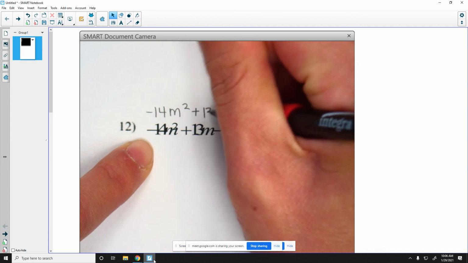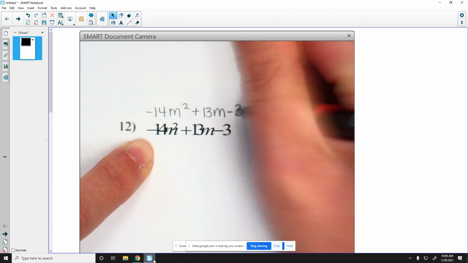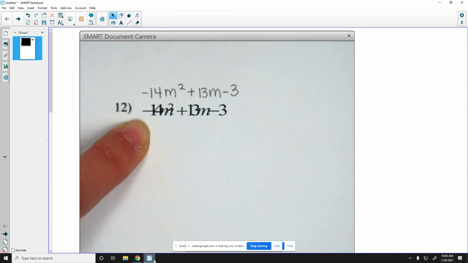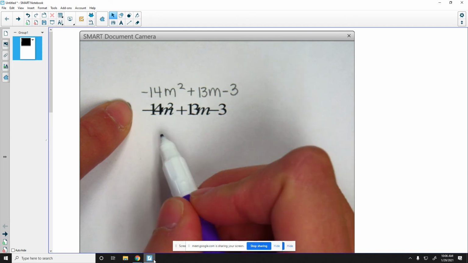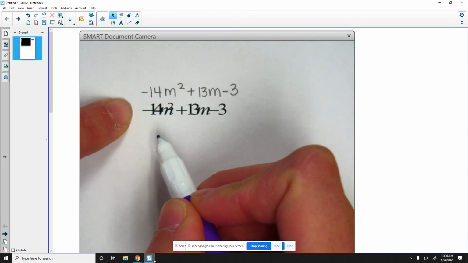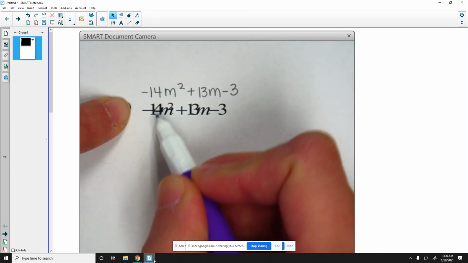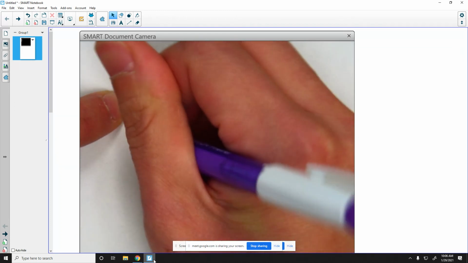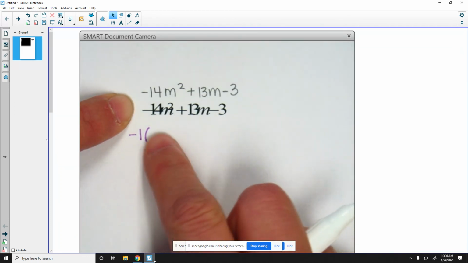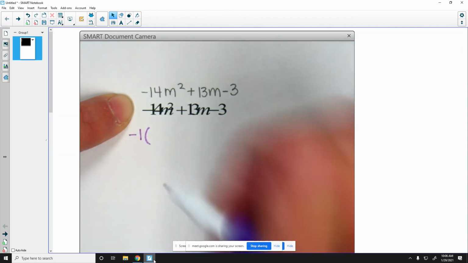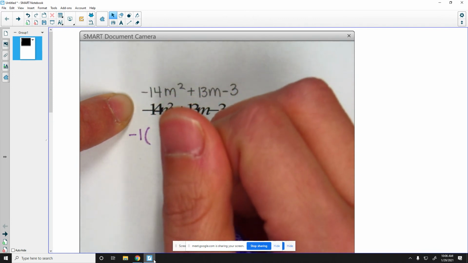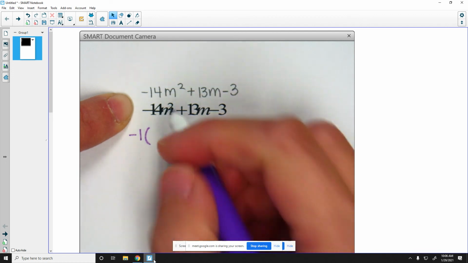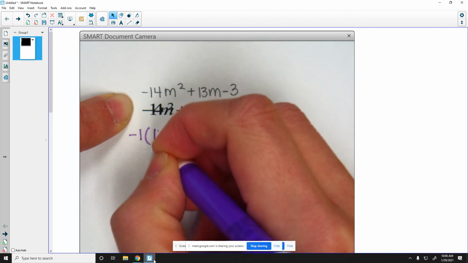Like you can kind of read it, but you can kind of not read it. So maybe let me just unsquish it. -14m squared plus 13m minus 3. All right. Sienna, what's the first thing I have to do? Take out a negative. Do you see how your problem starts with a negative? So take out a negative. So Sienna, what's left inside? M squared plus 13m.